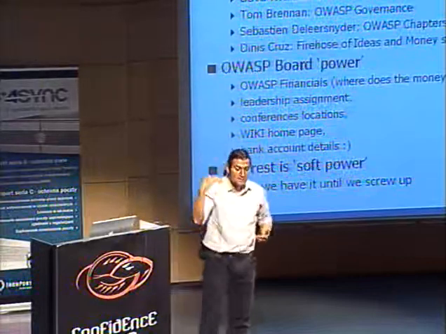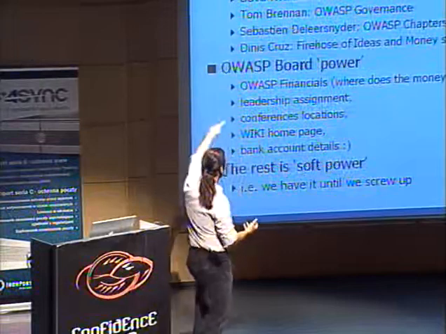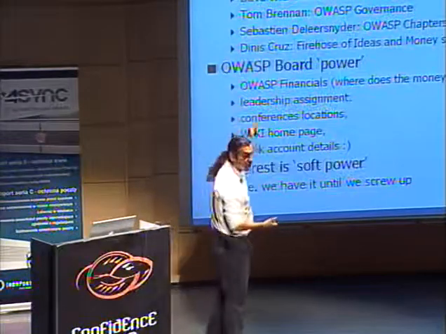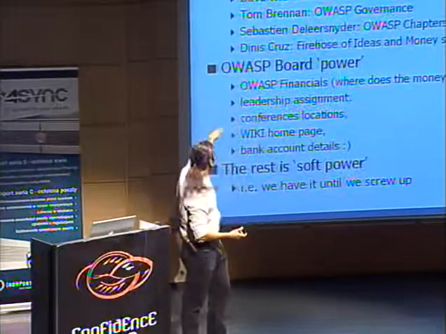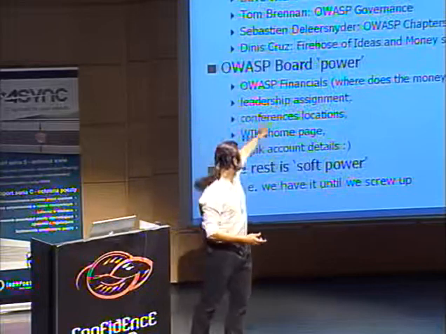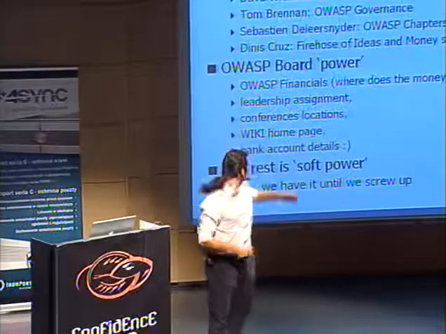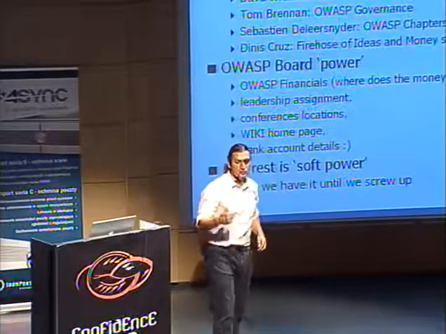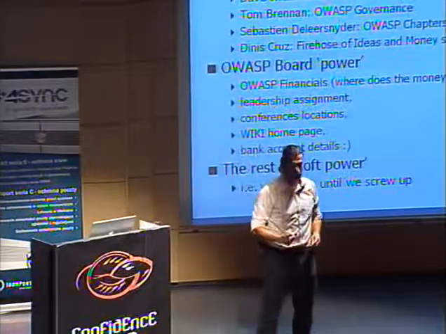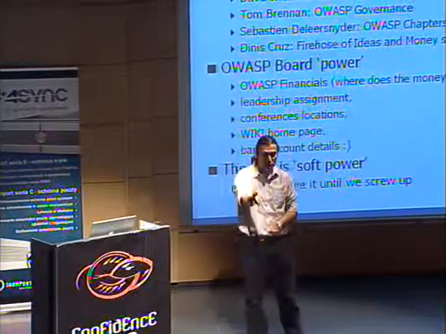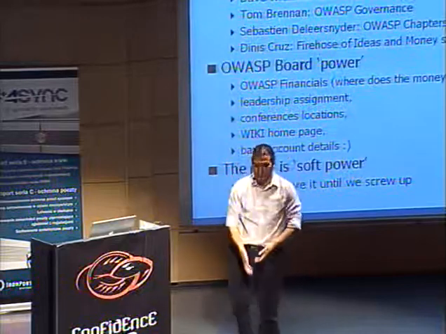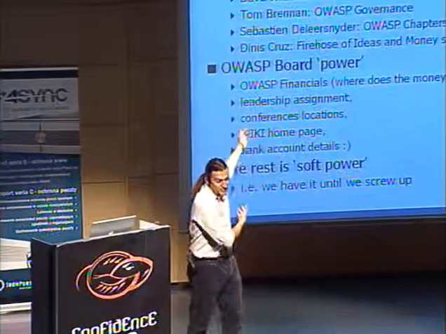So this is the current structure of OASP. It's very flat. There is the board, which is me, Jeff, Dave, Tom, and Sebastian. Tom and Sebastian are there because the board before was me, Jeff, Dave, and Andrew, and Sebastian and Tom are the other 2 major active players. So there is really a case that if you get involved with OASP today, and next year you're one of the most active guys, you might end up on the board.